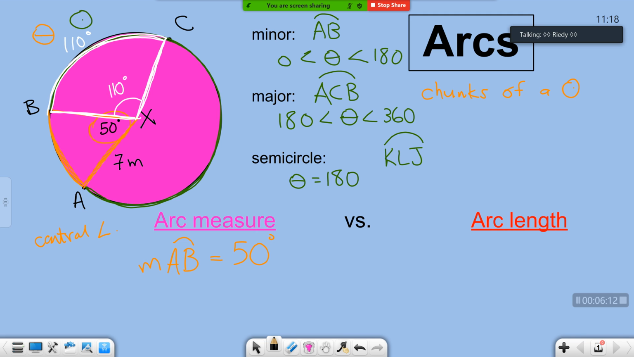If this were a big circle, the arc length for AB would mean how far do I walk if I go from A to B, measured in inches, feet, yards, meters, whatever. So the question is, how would I find the arc length of arc AB? Give me some ideas.